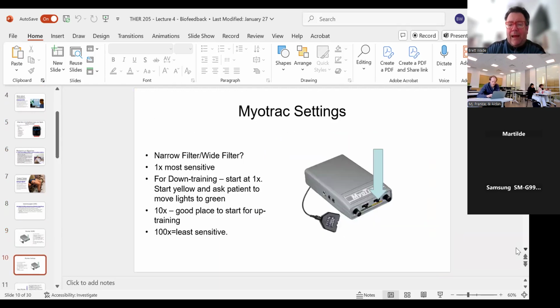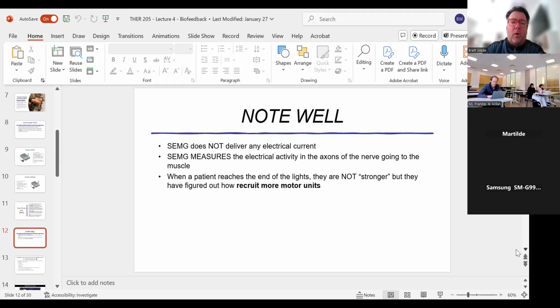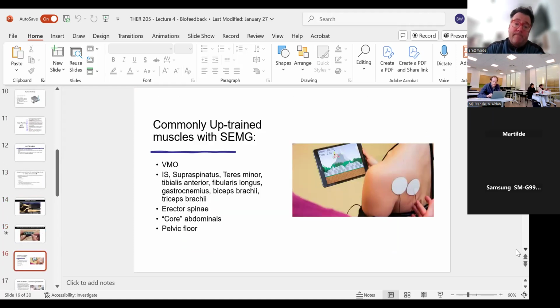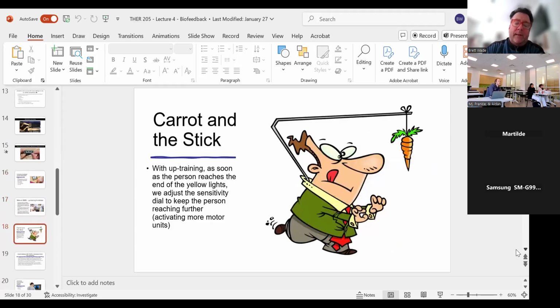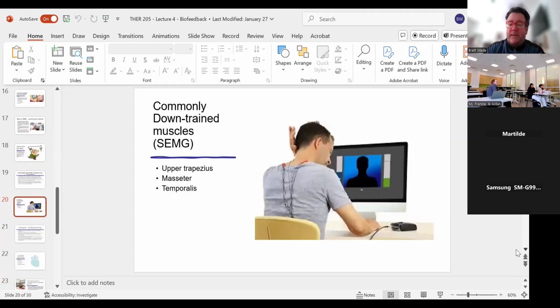Not really. It's more of a lab thing. I don't really have too much here. Down training, I would know the difference between up training and down training. Up training, you're trying to activate more motor units. Down training, you're trying to turn them off. Also know a couple of examples of commonly up-trained muscles versus commonly down-trained muscles. And I do have a slide, as you probably know, on that. So that's a decent question. Which muscles are commonly up-trained and commonly down-trained, which of course is tense muscles like masseter, temporalis, upper trapezius.